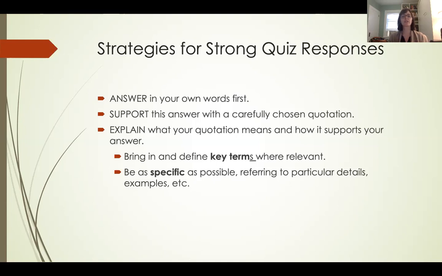Okay, so bringing in those key terms, defining them, and then also being as specific as possible, so referring to particular details or examples from the text, right? So again, when we first read a text, our summaries or representations of the text tend to be really general, okay? And so we want to make those as detailed and specific as possible. Okay, so we'll pause there for a moment and I'll pull up question number 2.